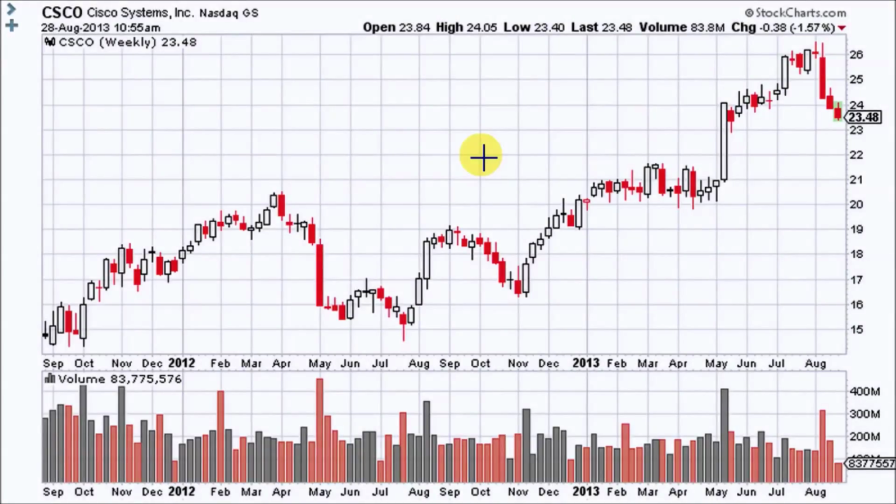The Ulcer Index was developed by Peter Martin and Byron McCann in 1987, and it was first introduced in their 1989 book, The Investor's Guide to Fidelity Funds.